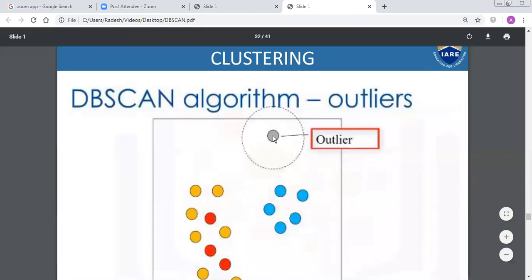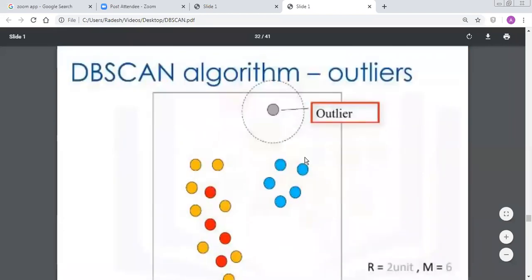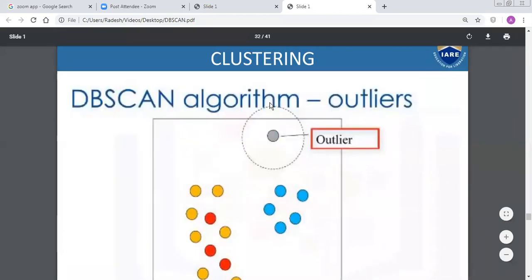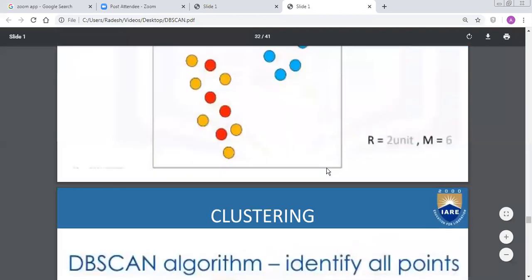If I look into this one, even though I draw the radius and circle for this, and I want to calculate the m is equal to 6 criteria for this one, it is not matching at all, because except the given data point, there are no other points nearby or falling under the circumference of this particular area. So I am going to call this the outlier. As this is the outlier of this entire data set, I am not going to combine this outlier or noise into any of these clusters.